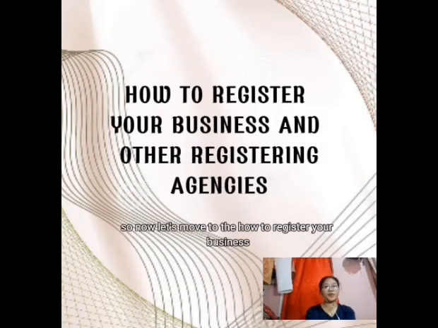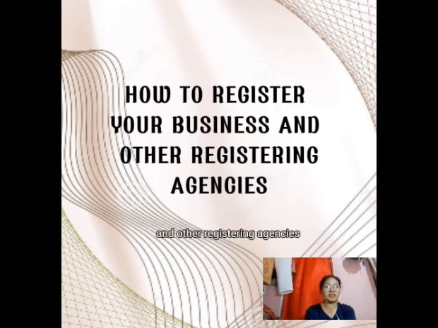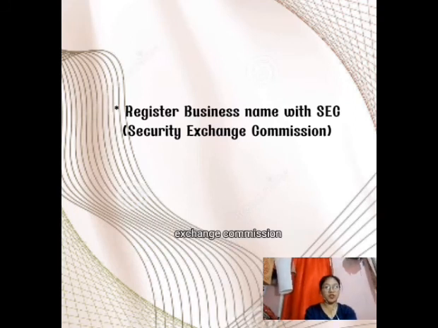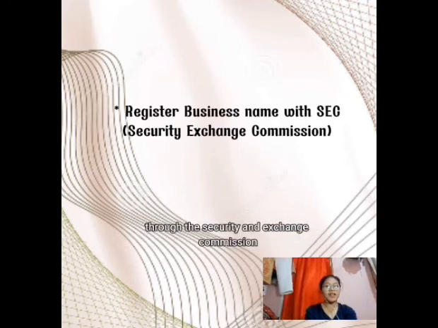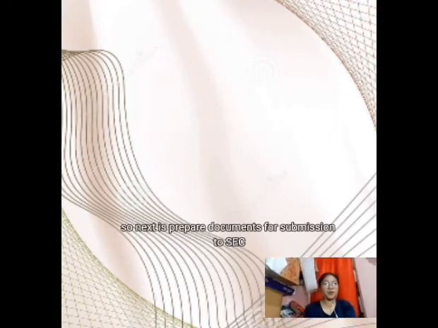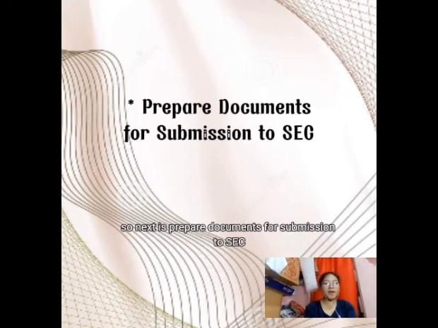So now let's move to how to register your business and other registering agencies. So first, register business name with the Securities and Exchange Commission. Register your company's business name through the Securities and Exchange Commission. Verify and reserve your proposed name with the name verification unit or reserve online at the SEC website. So next is prepare documents for submission to SEC.